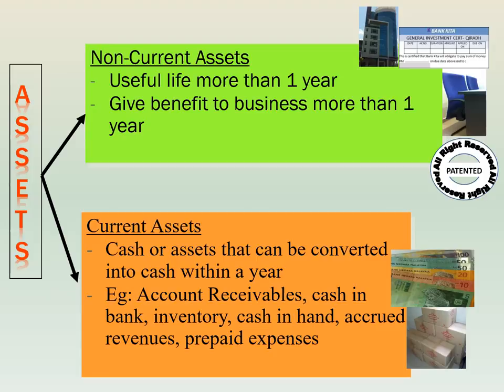So account receivable, the debt of the customer, should be turned into cash within 1 year. So that's why account receivables is classified as current asset. The same goes with cash in bank. Definitely, you go to the bank, then you can take out the cash from the bank account.